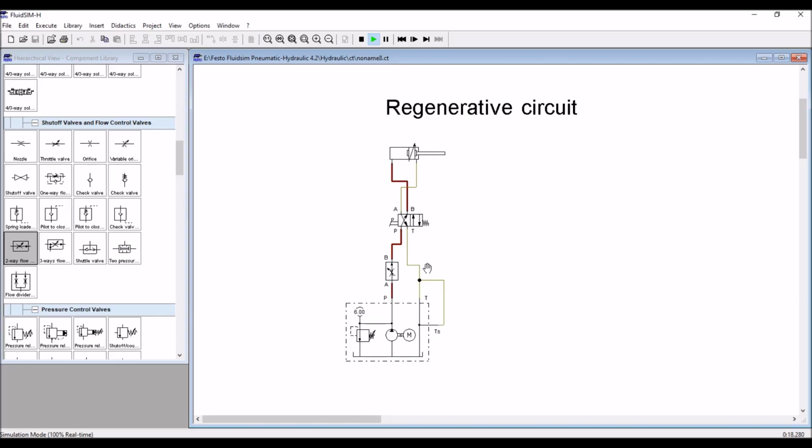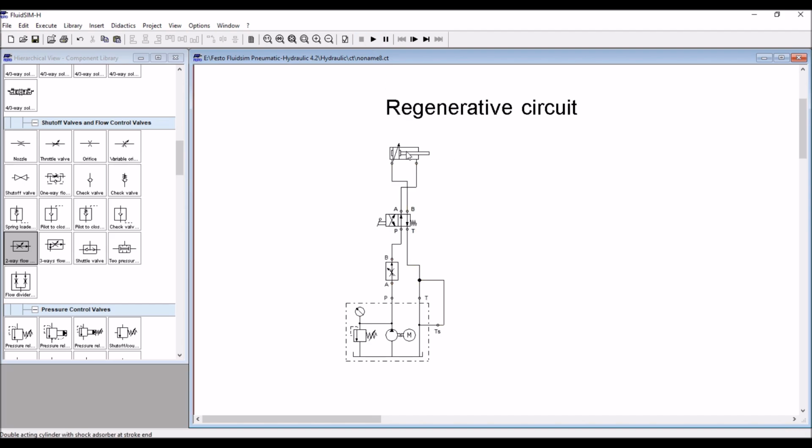That means rod chamber oil is going direct to the tank. See, the amount of oil going to the tank means it is not doing any work. It is simply going to tank. That is the wastage of energy, right? So we are recovering some amount of energy, so that some advantage is like velocity gain. Okay. So now what is the velocity?